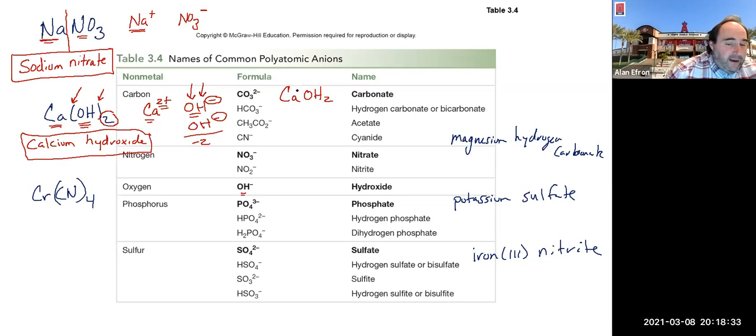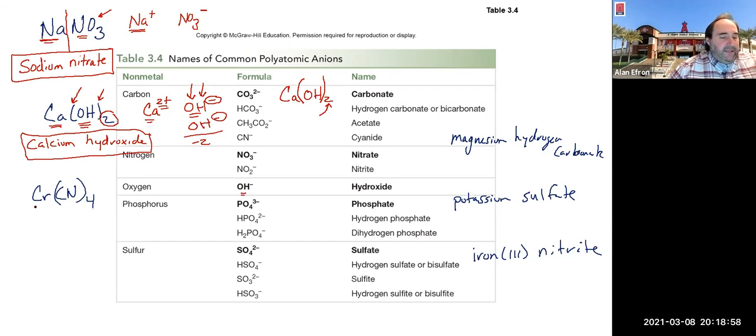So whenever you have more than 1 polyatomic ion, you do need to put parentheses around it and the number on the bottom to indicate how many you have, like 2 of those units or 3 of those units. When you just have 1, you don't need the parentheses.